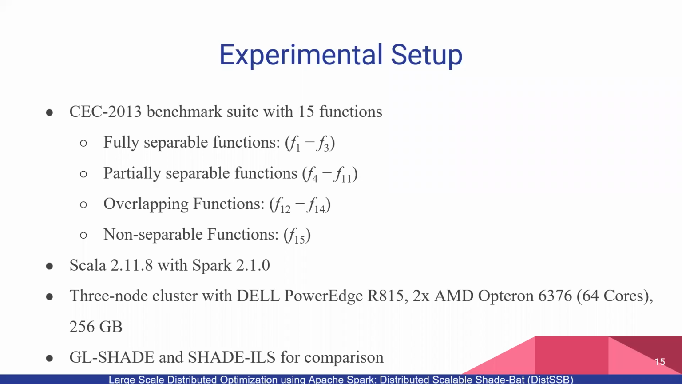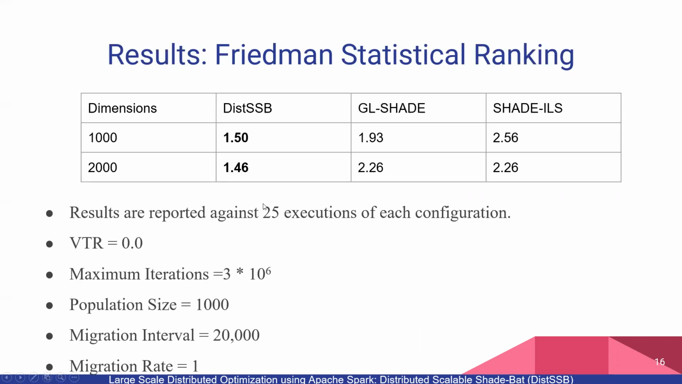We have performed experiments using the CEC 2013 benchmark suite that comprises fully separable, partially separable, overlapping, and non-separable functions. We have implemented distributed SSB using Scala and Spark, and the experiments have been executed on a 3-node cluster with Dell PowerEdge R815. We have compared our results with GL SHADE and SHADE ILS. We have performed Friedman statistical rank tests on the results obtained from 25 executions of each configuration against distributed SSB, GL SHADE, and SHADE ILS using 15 benchmark functions. The results indicate that distributed SSB has got a better rank compared to its counterparts.